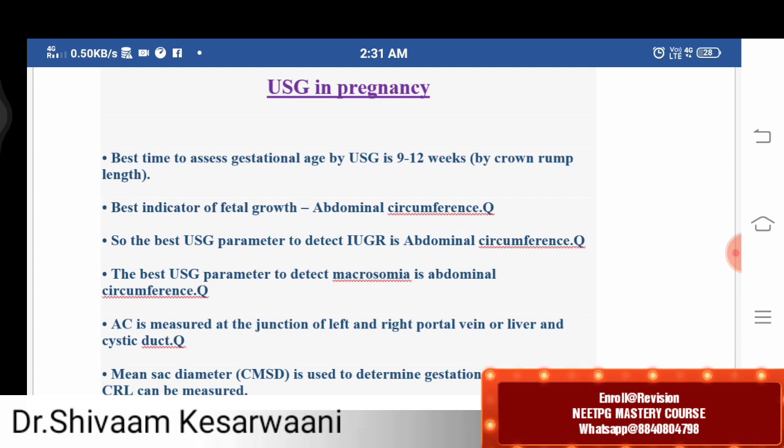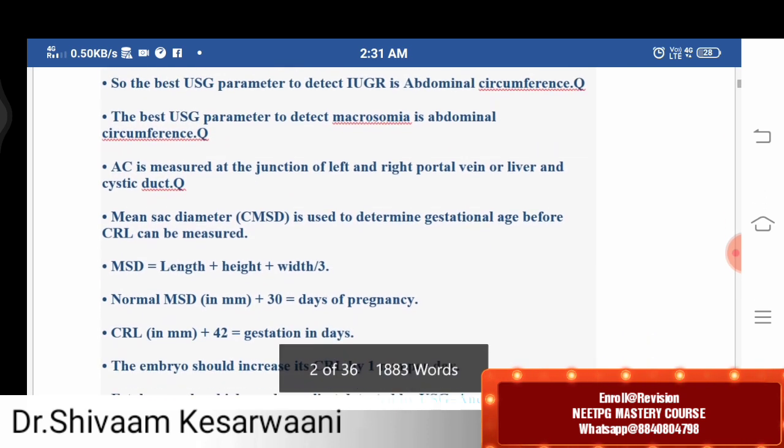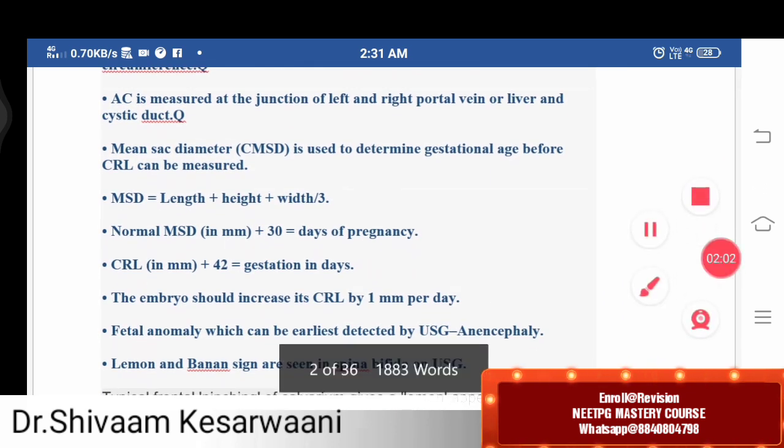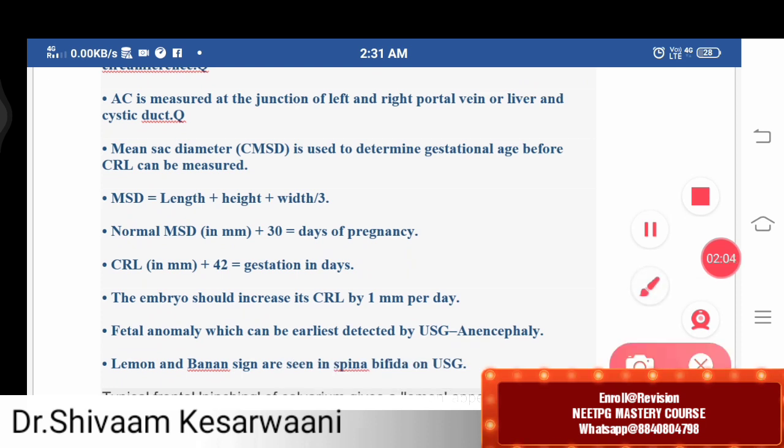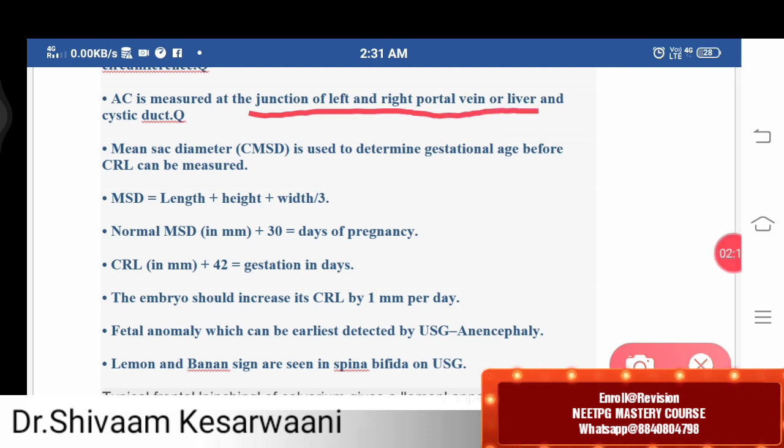Now coming to the abdominal circumference, how you are going to measure it. What are the limits between which you will measure the abdominal circumference? It is right from the junction of left and right portal vein or liver and cystic duct. It is very important, because if you know that abdominal circumference is important, you should also know from where to where you have to measure.